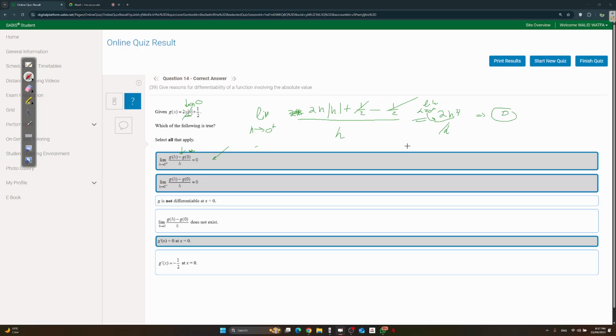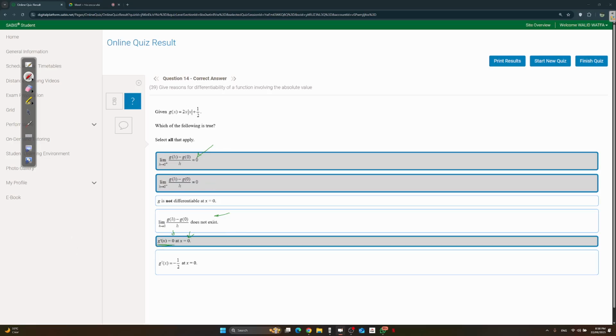Part C, g is not differentiable at x equals 0. We just found that the left and right derivatives are both equal to 0. So how come it's not differentiable? No way. So this is completely wrong. The limit does not exist, that's when you get infinity. Do we get any infinity? No, we got zeros. Part D: g prime of x equals 0 at x equals 0.